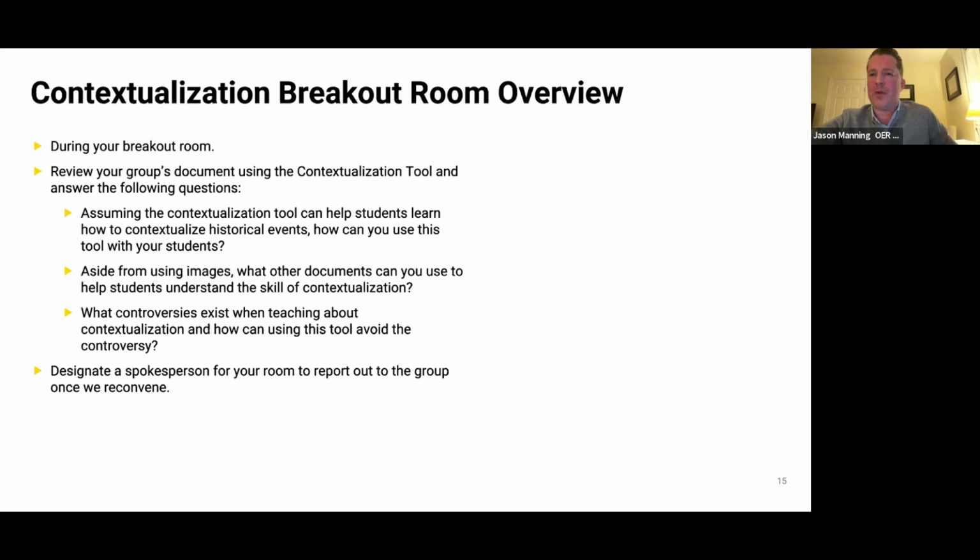Let me see if another group can speak to the second question. Aside from images, what kind of documents can you use to help students understand the skill of contextualization? In breakout room number one, we were definitely talking about using a ton of primary sources, and being able to hear from people that don't typically find their way into textbooks, and being able to see the worldview of these people, which is going to impact how they acted and saw their world. So we thought that was going to be pretty important.